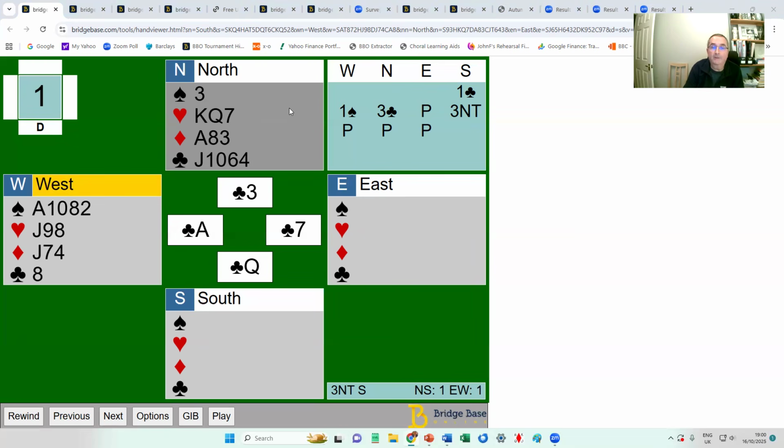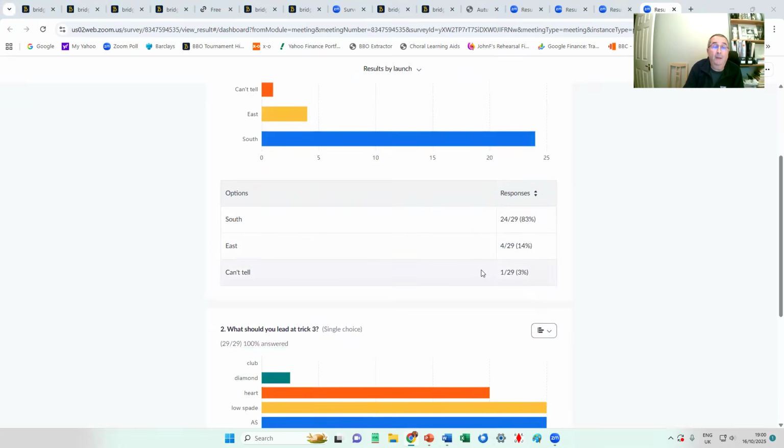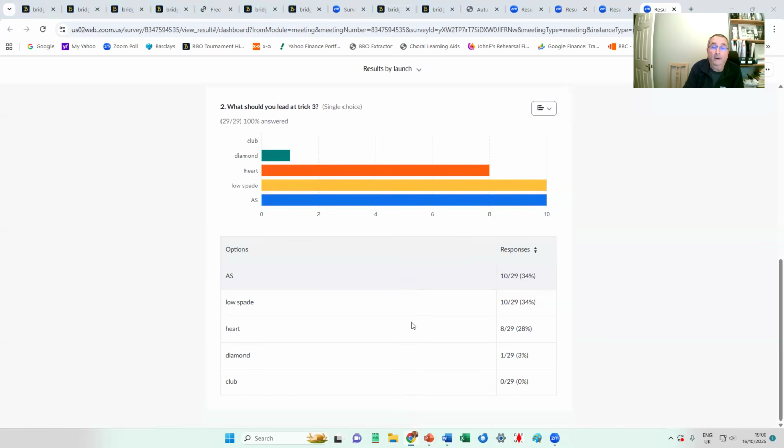Let's look at the results. And for the first part, most of you have said that you think South has got the king of spades. And in terms of what you should lead, most of you are leading a spade, either a low spade or the ace of spades, with 28% leading a heart and 3% leading a diamond.